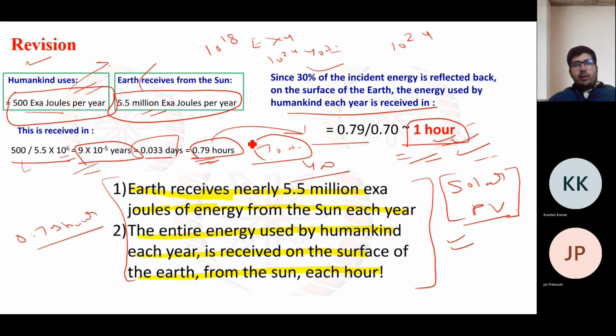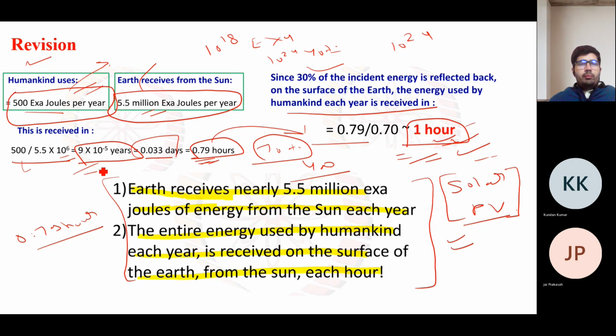This 1 hour is very little compared to 1 year, because in 1 year we use 500 exajoules, and in only 1 hour we are receiving this much energy from the sun. So we have huge scope to tap the clean energy from the sun. All over the world, scientists are working towards it.